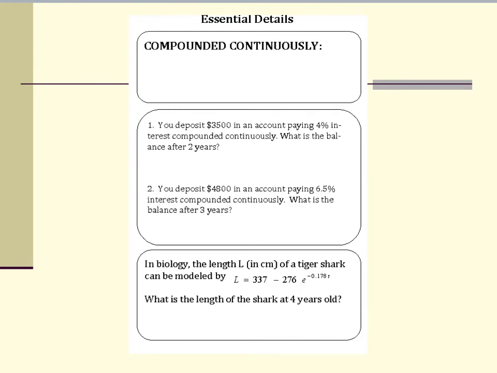Well, let's look at a real life example here. Compounded continuously, this is something that you see often in finances. And we've got this general formula, A equals P times e to the rt. This is a great way that we use e. This is when we compound interest continually. So P is our principal. It's the amount of money that we put into an account.